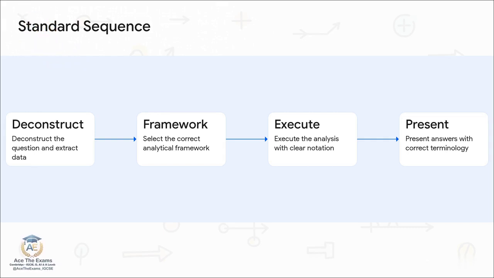Step 4, execute with clear notation. This means using the proper, recognized symbols, lambda for wavelength, phi for work function. No messy, ambiguous handwriting that the examiner has to squint at. Step 5, present with correct terminology and units.